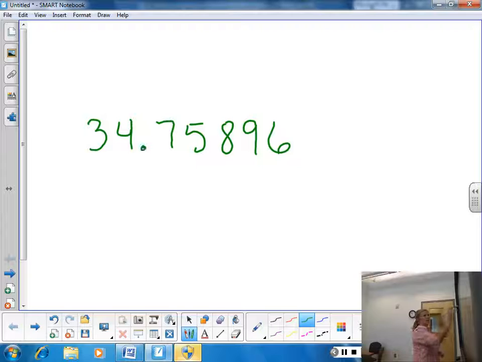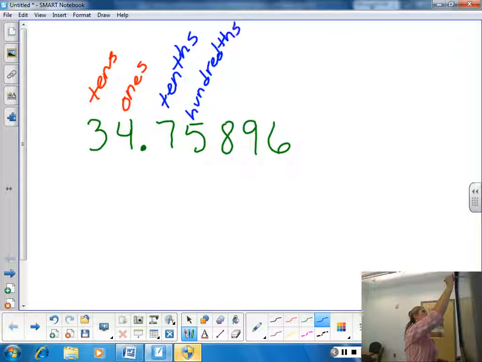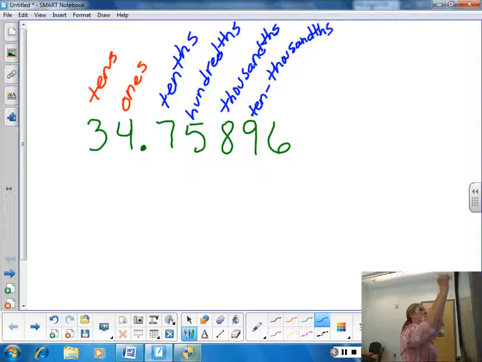All of these after the decimal point have a name, just like the ones before the decimal have a name. This is the ones place, remember, and this is the tens place. And as we go to the right, when we have decimals, we say this is the tenths, TH on the end, tenths, and the hundredths, and the thousandths, it's thousands, but a TH added on the end makes it thousandths, and the 10,000ths, and the millionths.